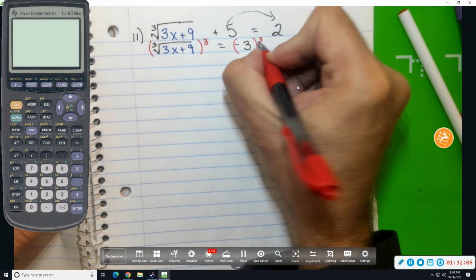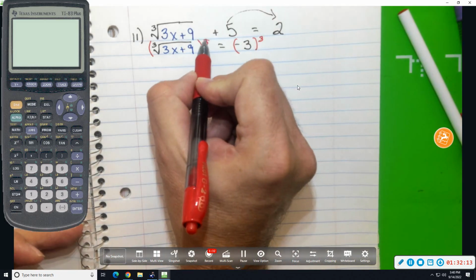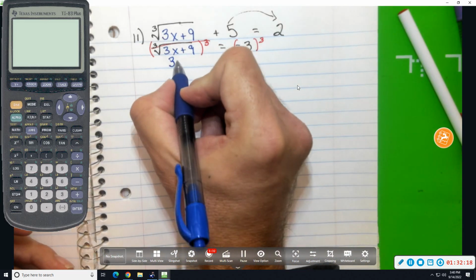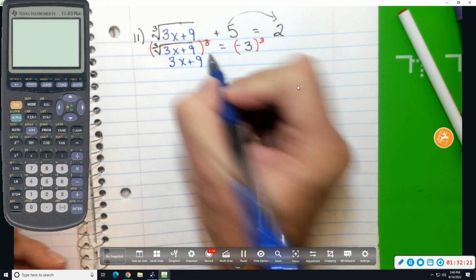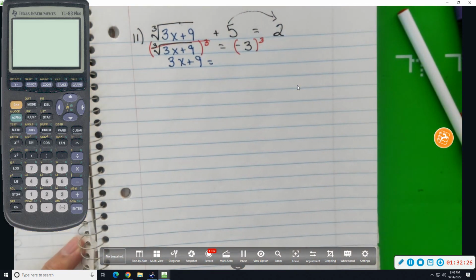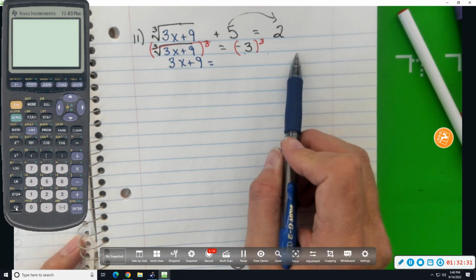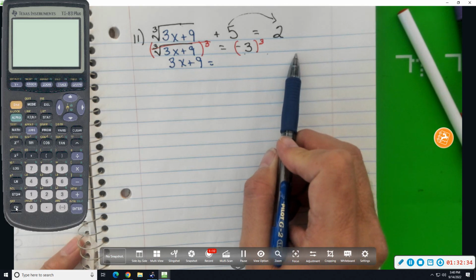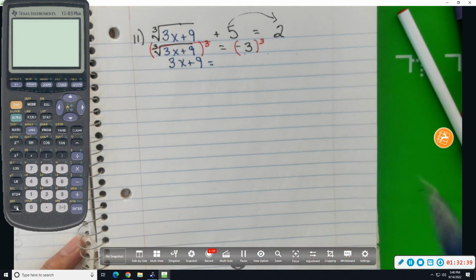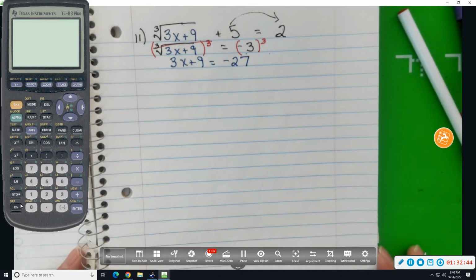Okay. So you cube both sides. And the cube root on the left cancel out, leaving just 3x plus 9. Now be careful. Don't say negative 9. What's negative 3 times negative 3 times negative 3? Negative 27. Negative 3 times negative 3 is positive 9, times another negative 3 is negative 27. You're not even going to have to factor this or use the quadratic formula.